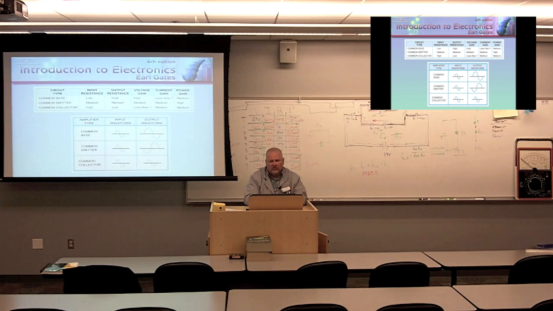A picture's worth 1,000 words. This picture here really explains a lot. Let's take a look first at the columns here. We have the circuit type, common base, common emitter, common collector, and then input resistance or impedance, if you will. And as you know, impedance in AC is the combination of resistance and reactance. So we have, with a common base, a low input impedance, common emitter medium, and common collector high.